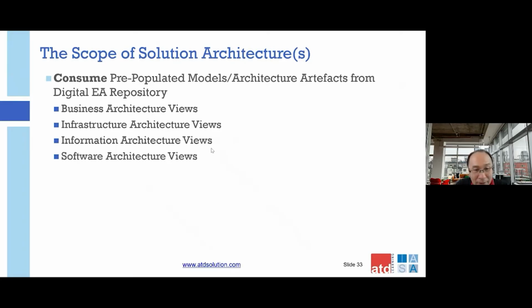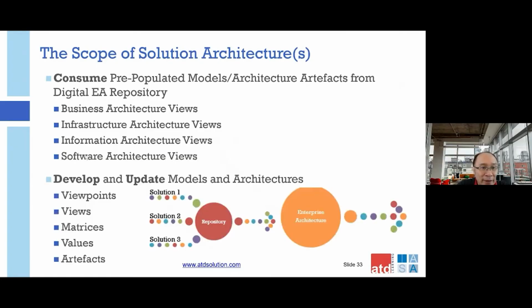What do I mean by enterprise architecture has been developed? It is where the business architecture view has been modeled, the infrastructure architecture view, the information architecture view, and the software architecture view. So the solution architect needs to be able to read all of this: business, infrastructure, information, and software. That's why the training courses cover almost four domains and how you connect all of them. Then from there, the solution architect needs to develop and update the architecture to develop a solution.